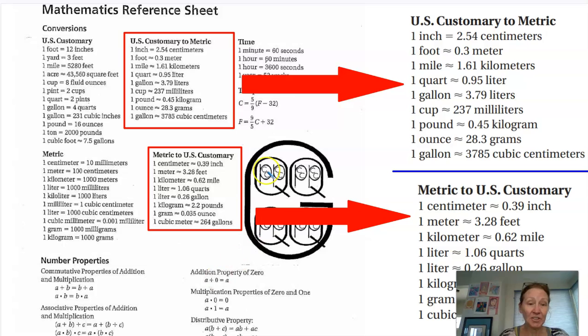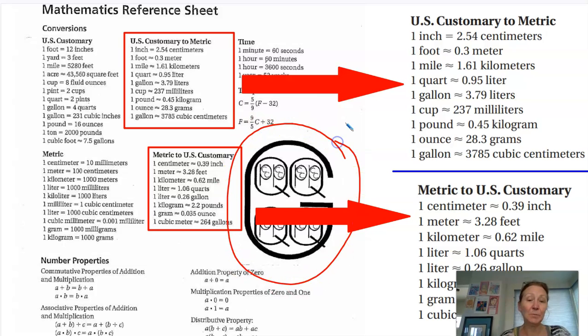Here is a reference sheet that shows you US customary to metric or metric to customary. So we use that a lot. There's the picture. This little thing is the gallon man, right? Which helps you remember that there's 4 quarts in a gallon and there's 2 pints in each quart and there's 2 cups in each pint.